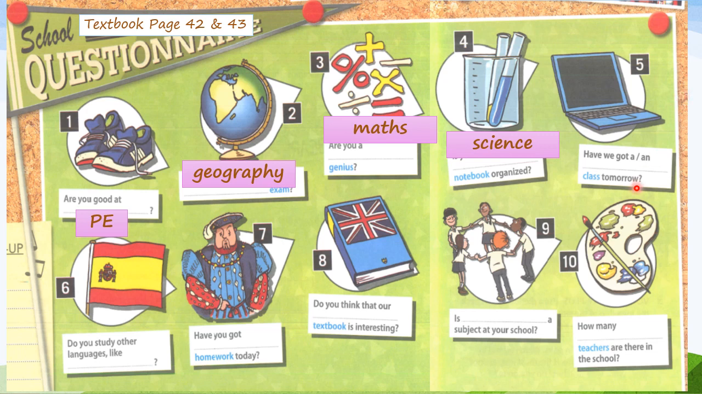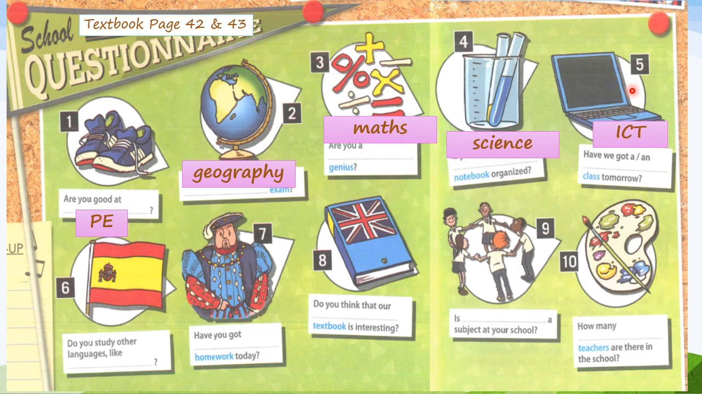Next, number 5. Have we got A or N class tomorrow? Now, A or N depends on the answer. Now, this is a laptop, so most probably this is ICT, correct. Have we got an ICT class tomorrow? You don't say a ICT class, we say an ICT class tomorrow.